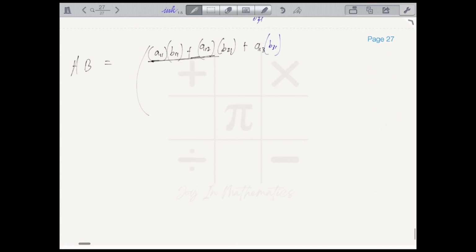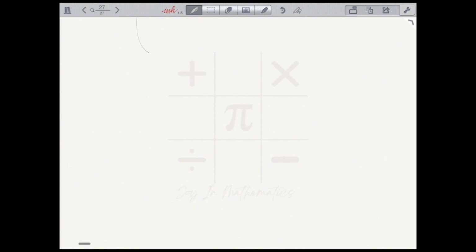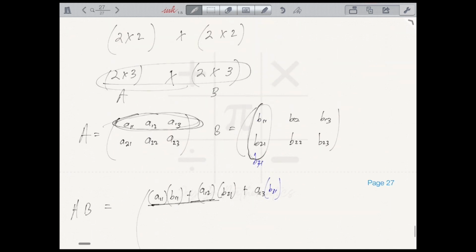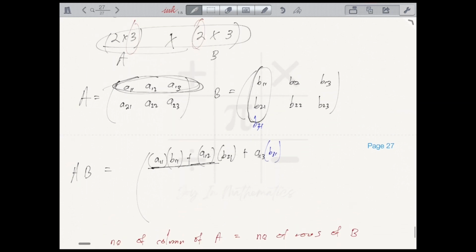So this brings us to the rule of matrix multiplication. The rule of matrix multiplication says that the number of columns of A must be equal to the number of rows of B. Now we can see that the column number of A here was 3 and the row number of B here was 2, so it was not possible. And then we saw that if there was an additional row of B making this 3, it would have been possible.